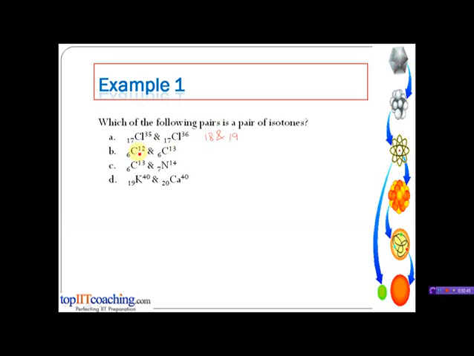The second pair, 12 minus 6, that is C12 has 6 neutrons and C13 has 7 neutrons. C13 again has 7 neutrons. Nitrogen 14 also has 7 neutrons. K40 has 21 neutrons and calcium 40 has 20 neutrons. So we can clearly see that this pair of nuclides has the same number of neutrons. Therefore, C13 and N14 are isotones.